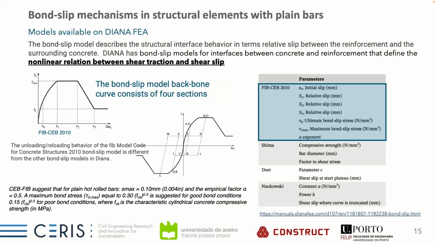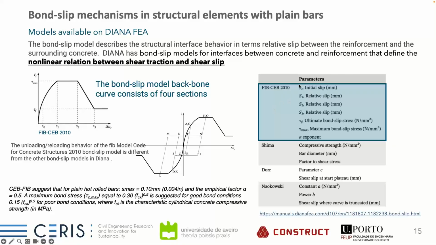And then finally we have considered the fib model that is included in Model Code 2010, which is a curve closer to the Eligehausen model. We have an initial curve, then a plateau, then a softening branch, and then a residual capacity. Of course, we can make S1 and S2 quite close to avoid this plateau and have a behavior more similar to the Verderame model, if you remember.